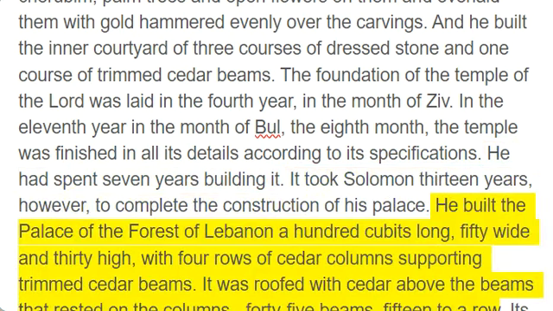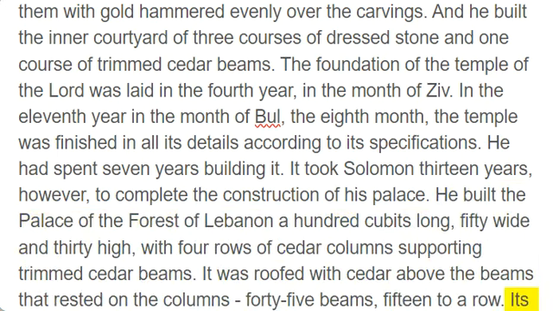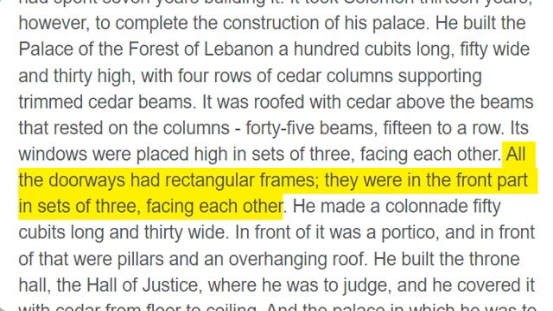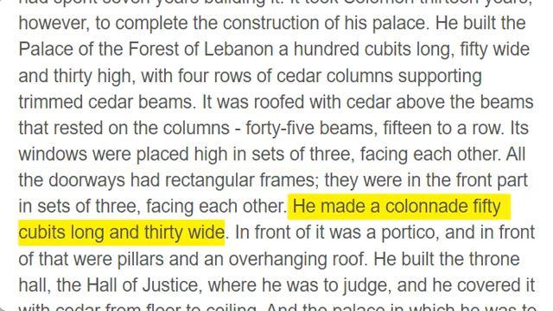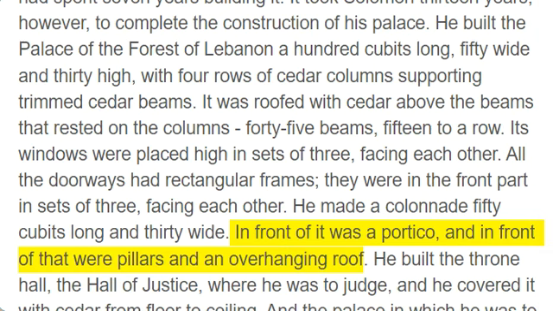He built the palace of the Forest of Lebanon 100 cubits long, 50 wide and 30 high, with 4 rows of cedar columns supporting trimmed cedar beams. It was roofed with cedar above the beams that rested on the columns, 45 beams, 15 to a row. Its windows were placed high in sets of 3, facing each other. All the doorways had rectangular frames, they were in the front part in sets of 3, facing each other. He made a colonnade 50 cubits long and 30 wide. In front of it was a portico, and in front of that were pillars and an overhanging roof.